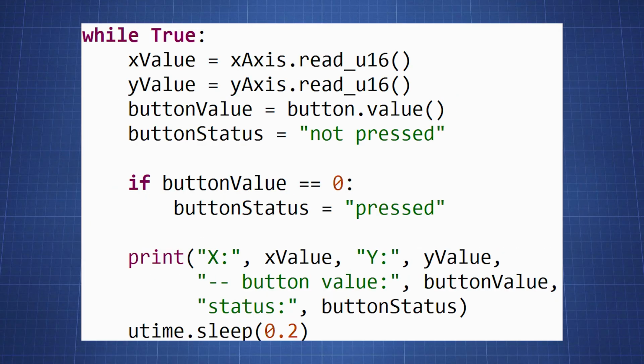Inside the loop, the Pico reads the X and Y values, checks if a button is pressed, and then prints out everything on the console every 0.2 seconds. This gives us live feedback of how the joystick moves in both directions when a button is pressed. Running the code, we get the following.